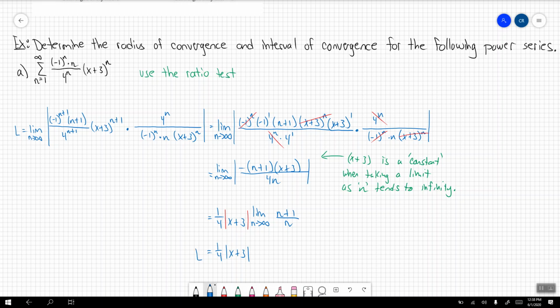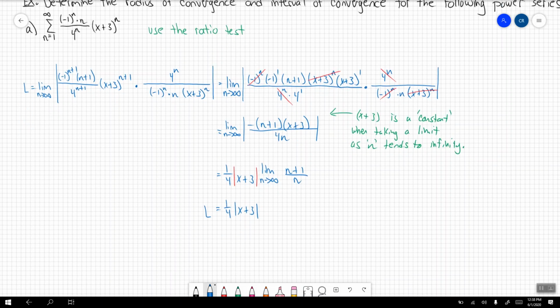All right, now the ratio test. The ratio test says that this limit L converges if it's less than 1. So if this limit is less than 1, by the ratio test, it will converge. It diverges if L is greater than 1.